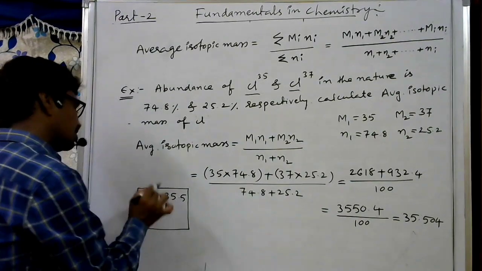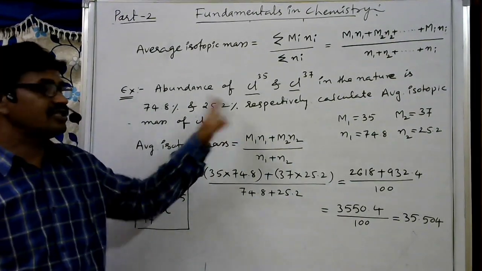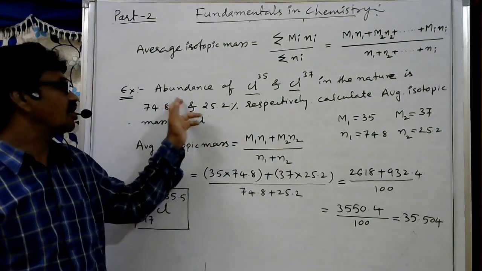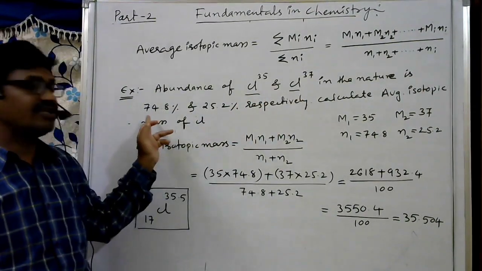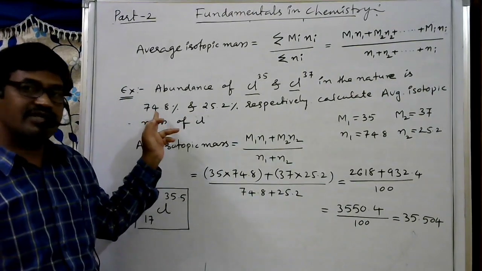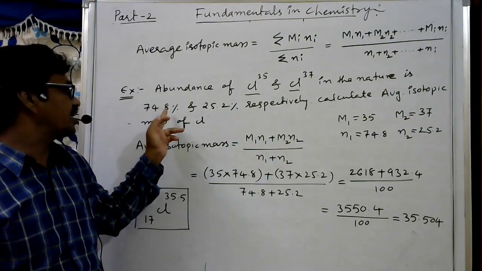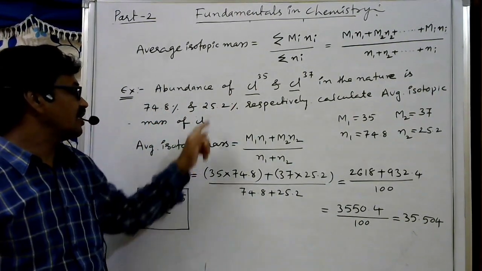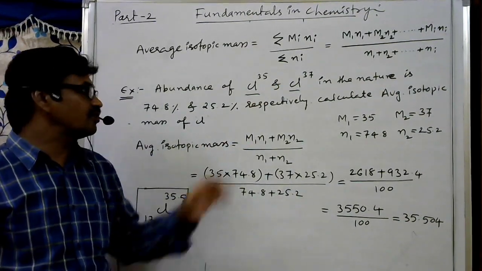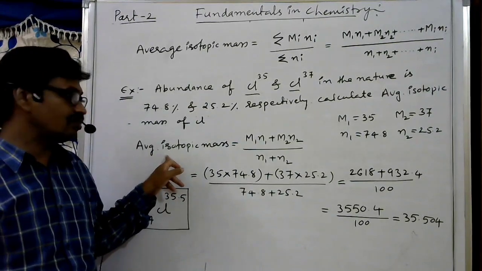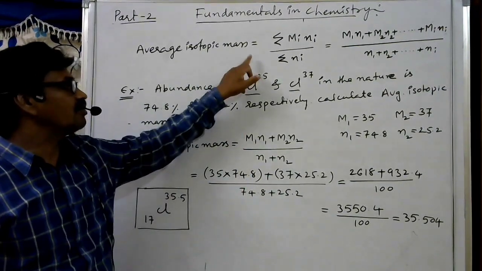Why we get 35.5 is because of this abundance. This is the experimental finding. The abundance of chlorine 35 and chlorine 37 in nature is given. As per experimental findings, 74.8% of chlorine 35 and 25.2% of chlorine 37. So by using this, you calculate average isotopic mass with this formula, which you have to remember.